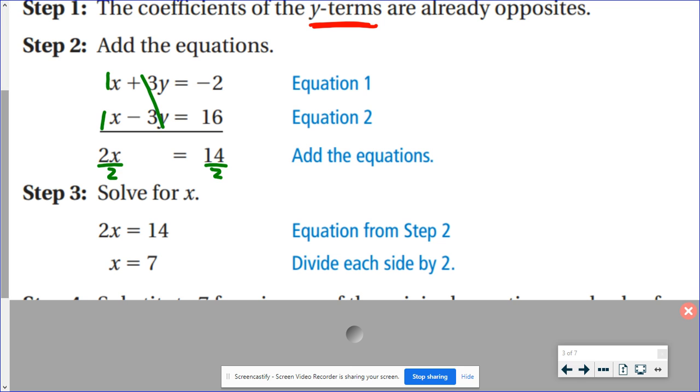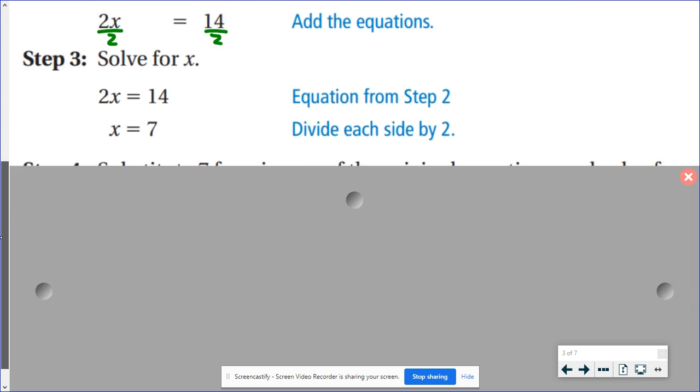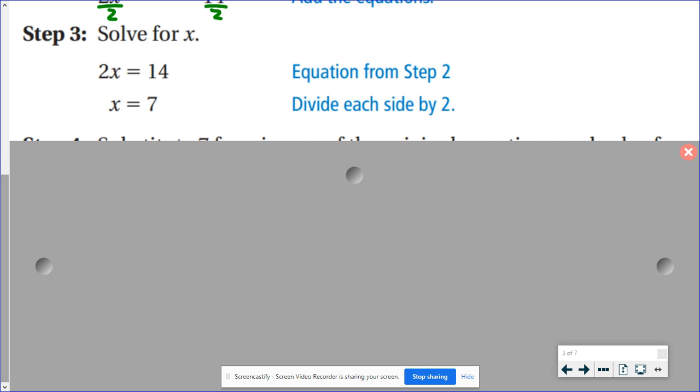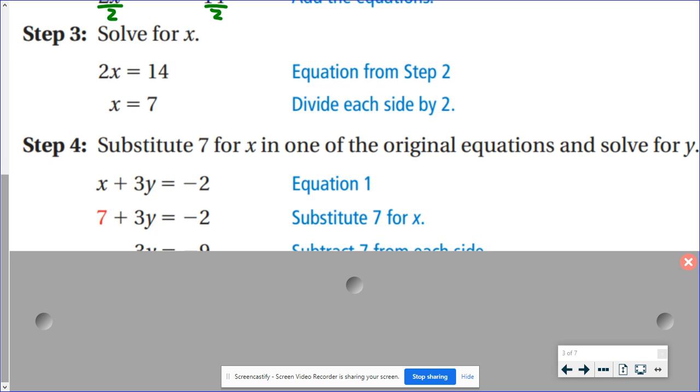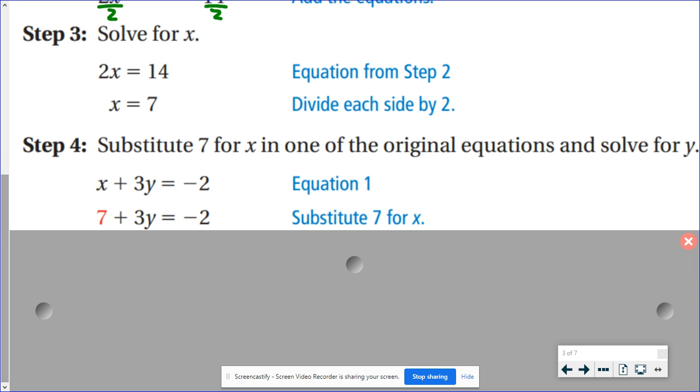Once I know the x, I have to go back into one of the two original equations. I don't care which one it is. Really doesn't matter to me. But again, I've got this all kind of worked out right here. Now that I know that the x is 7, I'm going to put the 7 into this equation. So instead of the x, you can see right here, I took this x out and I put the 7 in its place. And now, again, just one variable.